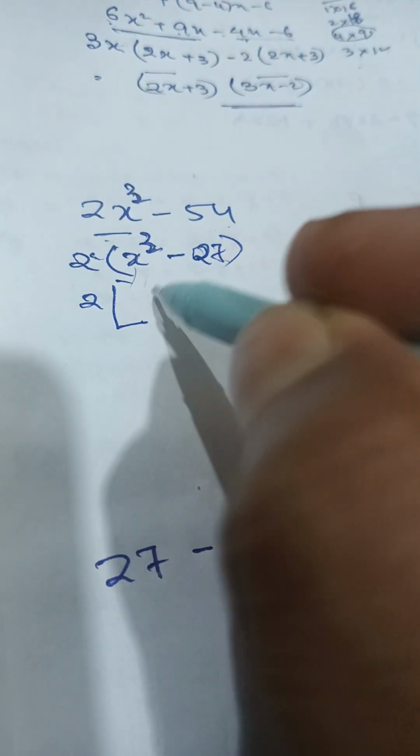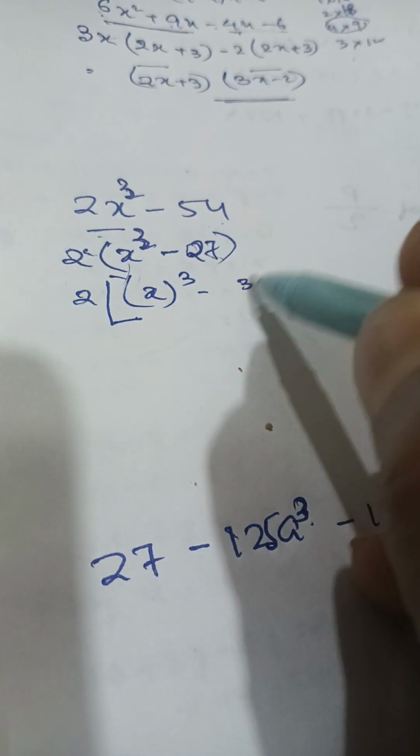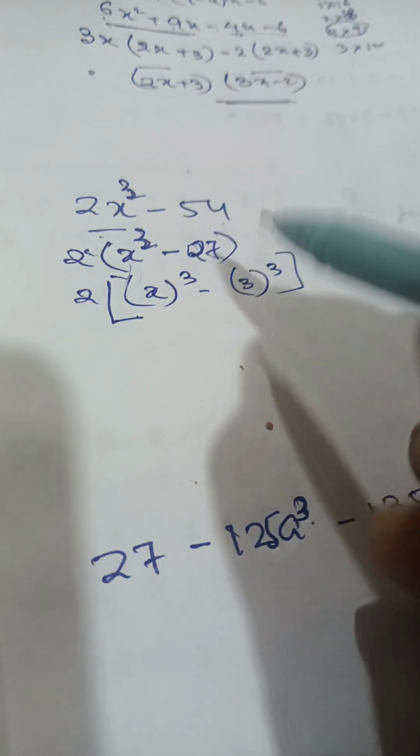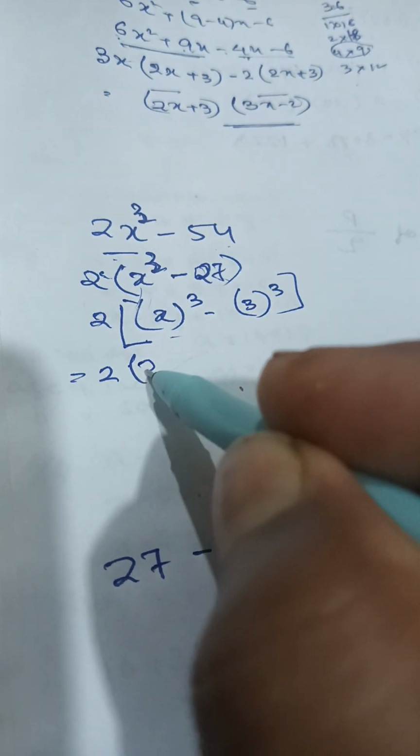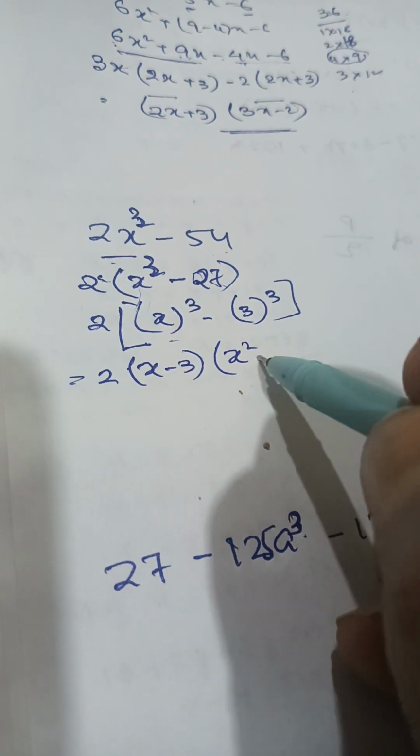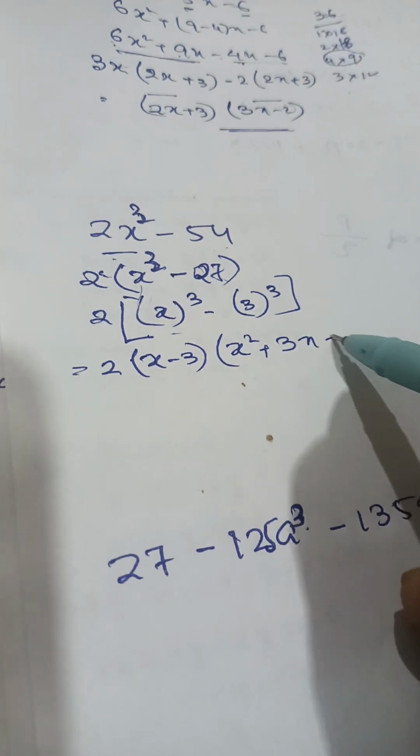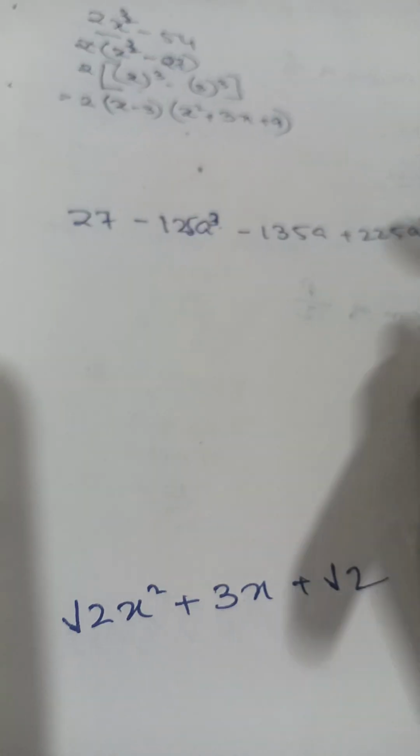Okay, so you can write it in a cube minus b cube form. You have to know the formula of a cube minus b cube, that is a minus b into a square plus ab plus b square. Okay, next question.